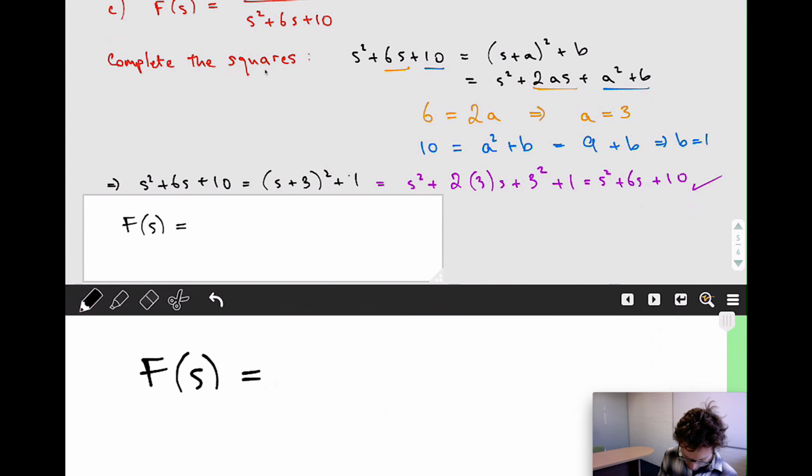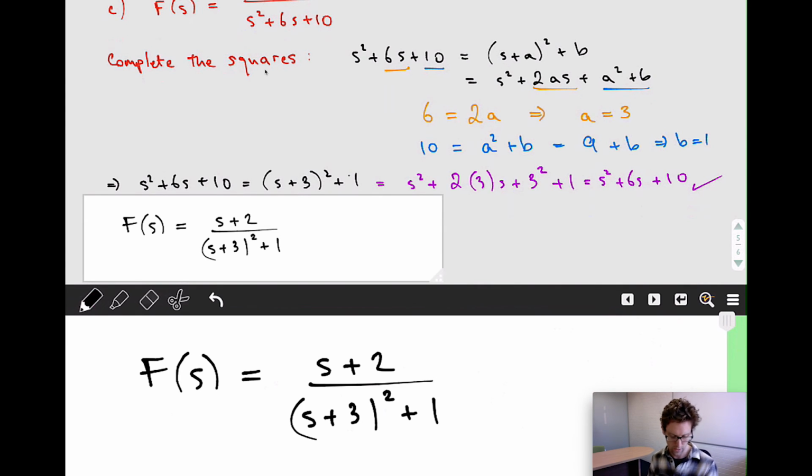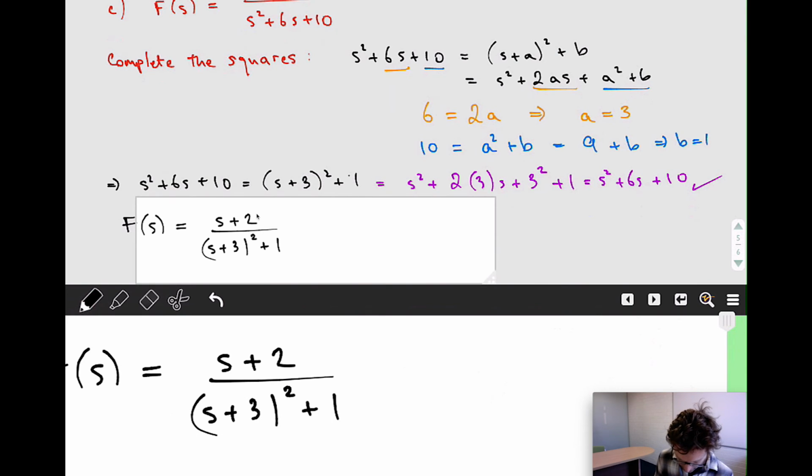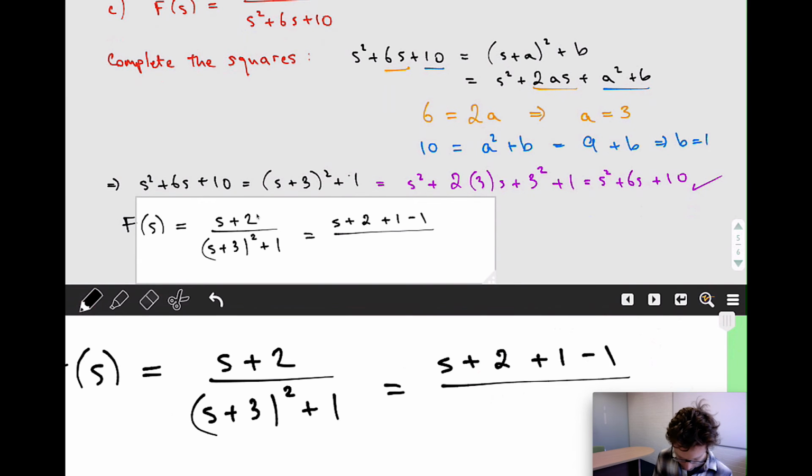So let's write out what we get in that case. s plus 2 all over s plus 3 squared plus 1. Now remember that when we're going to be inverse Laplace transforming this, it has on the bottom something of the form s plus 3 all squared. So that looks like a shift, right? It looks like a shifted version of s squared. But we don't have a corresponding shift on the top. So I need to fix that by, again, using my little trick of adding and subtracting 1.